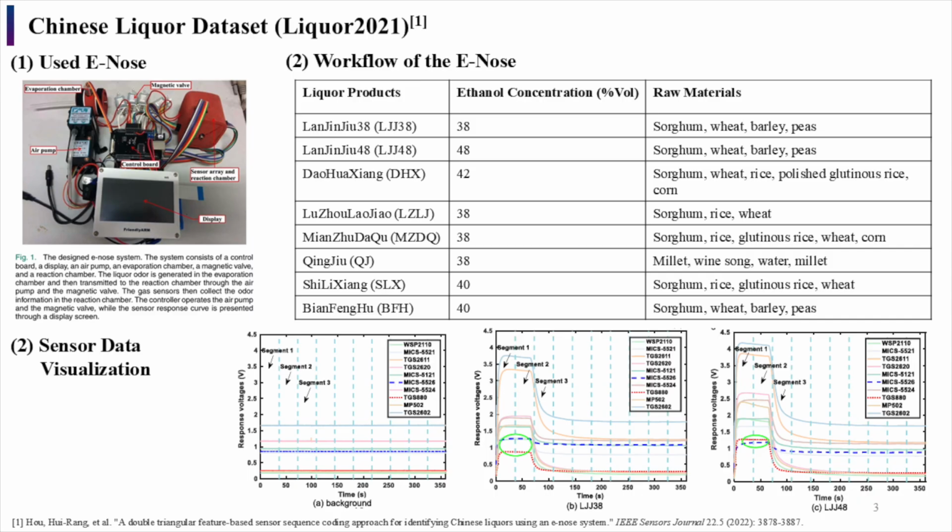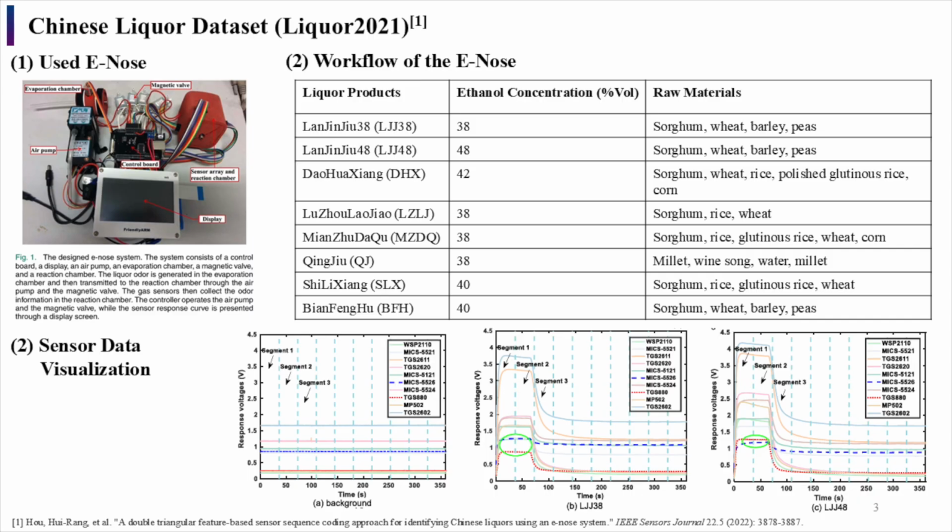The ENOS system is quite traditional. It contains 3 parts, including the air pumping system, the sensing system, and the pattern recognition system. 8 Chinese liquors were selected as experimental samples. This dataset has totally 240 recordings for all liquors.